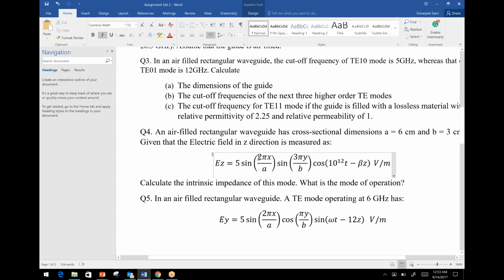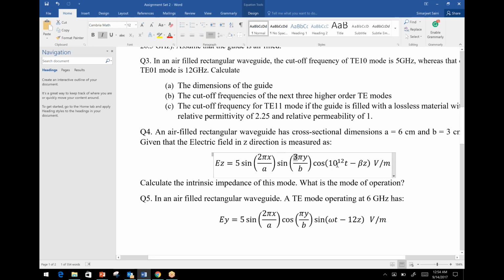And then you see you have a term 2 over here, and you have a term 3 over here. So this is effectively acting like m pi x by a and n pi y by b. So it's telling you m is equal to 2 and n is equal to 3. So this mode is given as the TM23 mode.